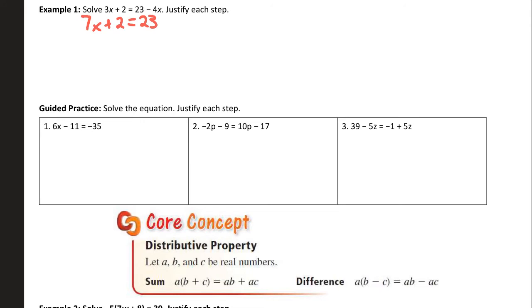The reason I was allowed to write that is the addition property of equality. And I want you to write that. That is how you justify each step. You do the step, and then you write the property. All right. Now, I didn't physically show adding 4x to both sides. You can do that, but what I'm just showing here is the next step and then the property that I used.